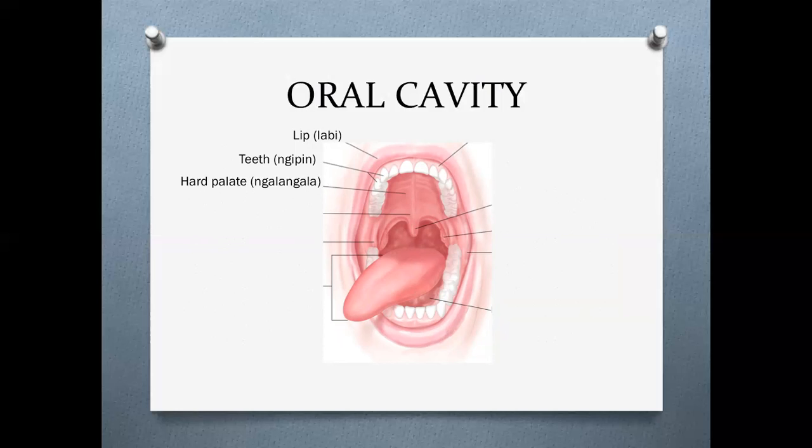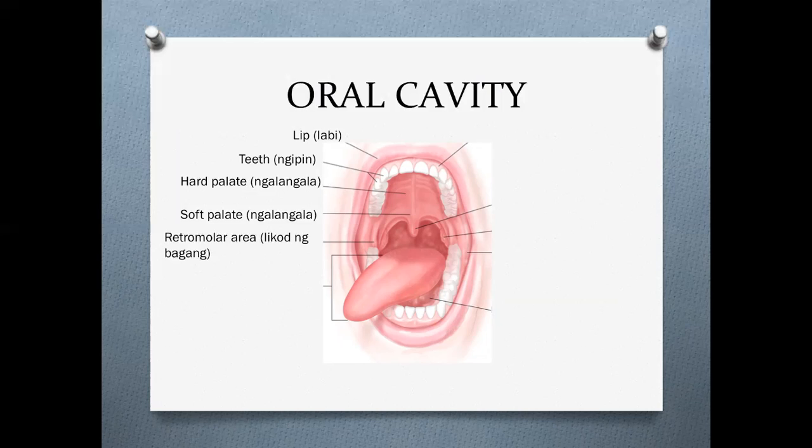Next is the hard palate, or what we call ngalangala. This is the bony front portion of the roof of the mouth. The soft palate is the muscular back portion of the roof of the mouth. The retromolar area, or likod ng bagang. This is the area behind the wisdom teeth. Next is the tongue, or dila. This includes the front 2/3 of the tongue.